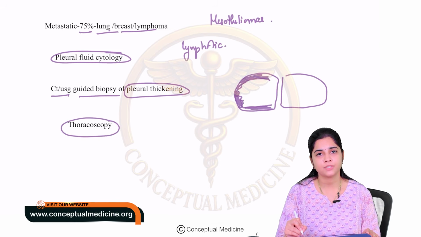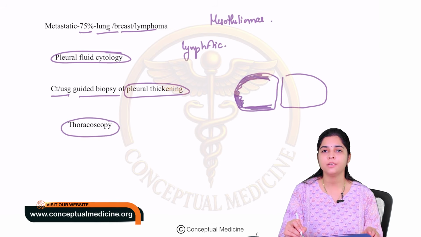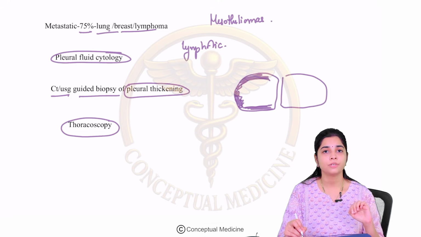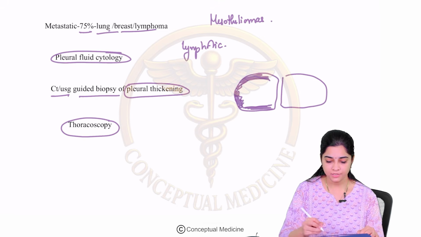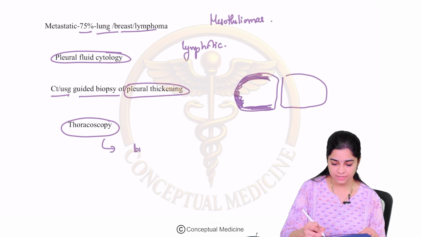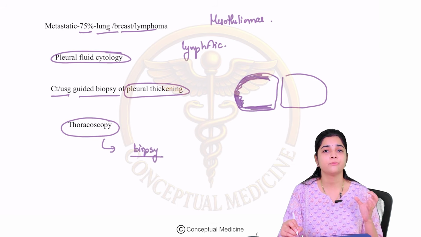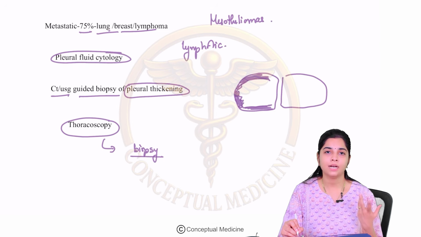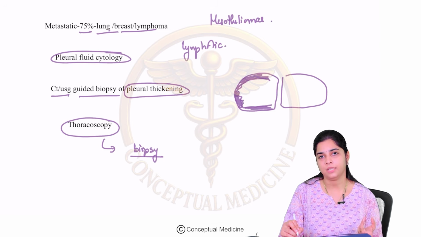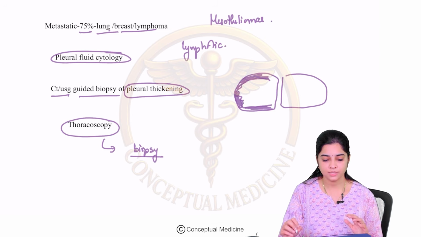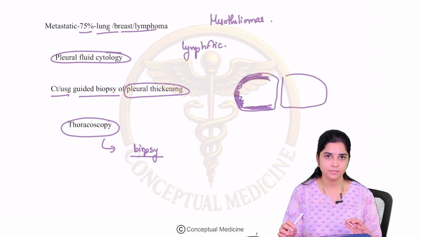Then similar to bronchoscopy, we have another procedure which is called thoracoscopy, where you attach a camera and look into the pleural space, right? So thoracoscopy, the advantage is that you can take direct biopsies from the lesion itself and you can also visualize the lesion. So this is the other method by which you can diagnose malignancies. Okay, so this is about your malignant pleural effusions.